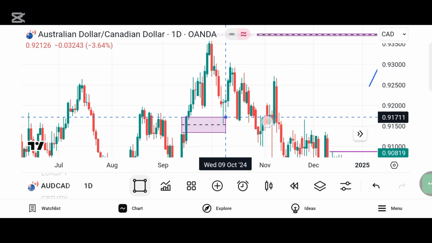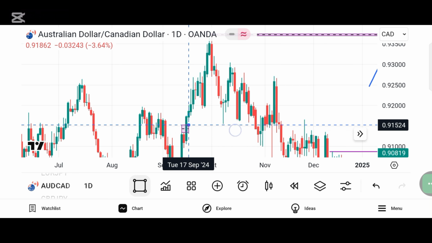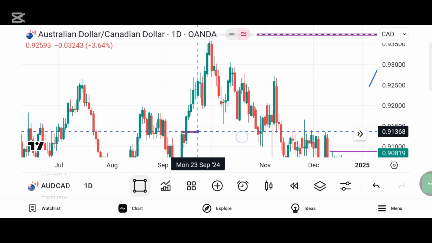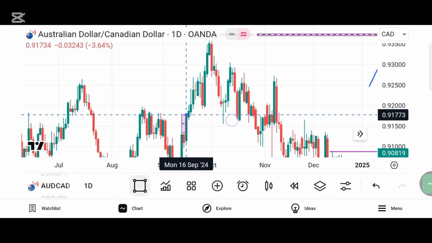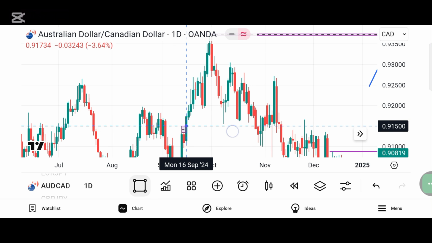So as price came in here, it actually took out most of the liquidity that was here, filling up the imbalance, because it's due to the momentum or the volume of traders that entered the market around here that created this liquidity void. That is what it is called, liquidity void.